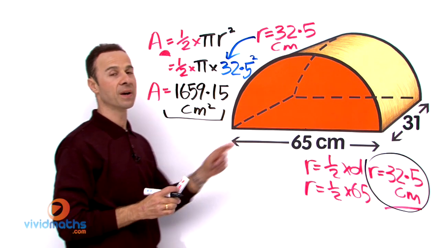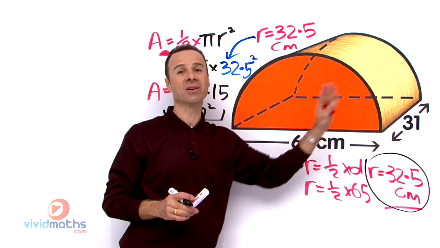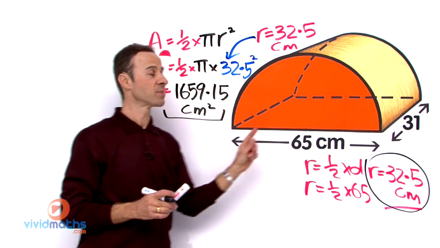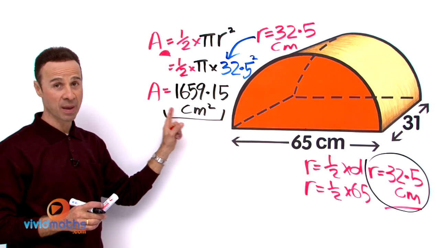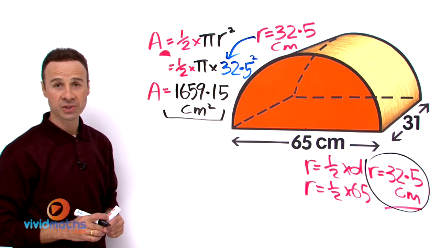Okay, there's our front face right over there. Now later on, we're going to double it because we've got the face at the back. Both those faces are the same, so we're going to need to double that later. So just remember, there's two semicircles attached to this half cylinder.